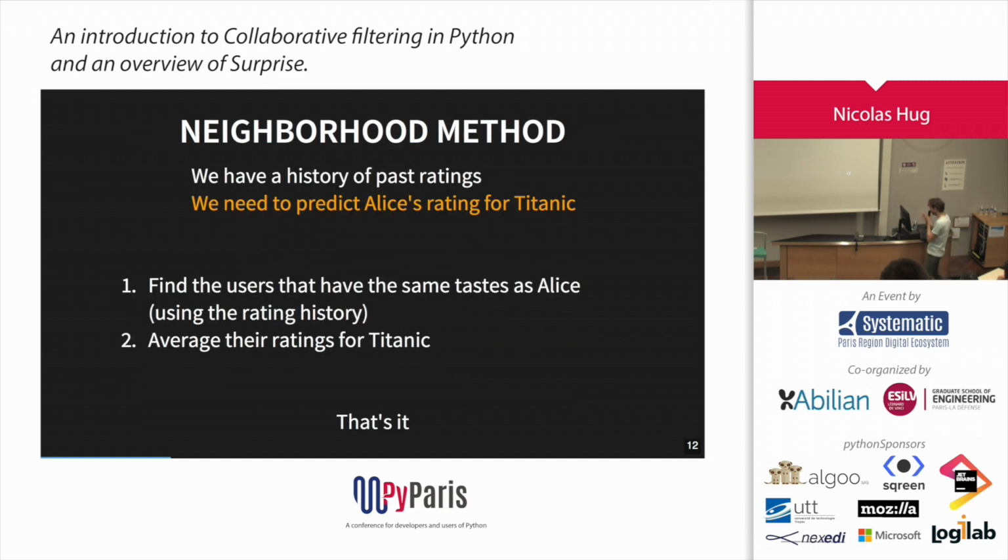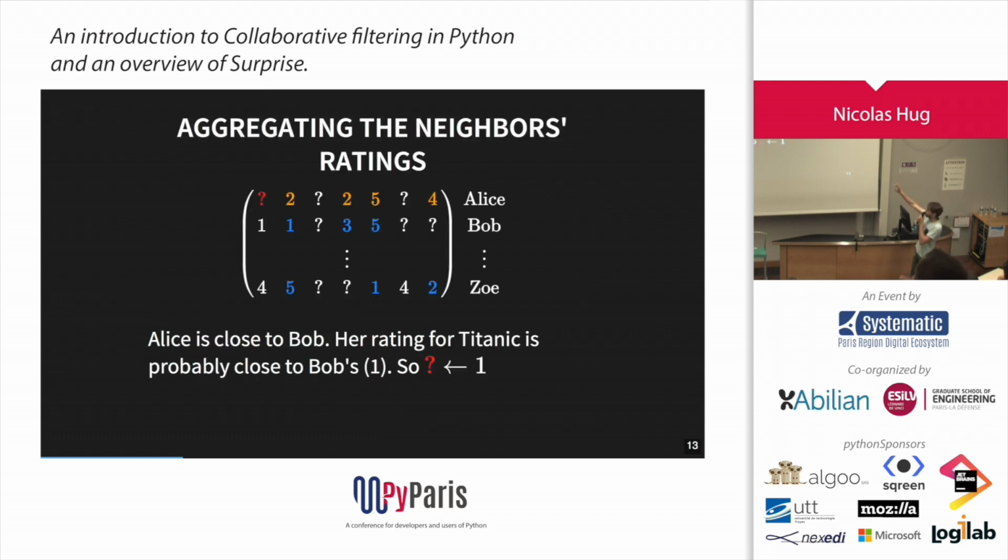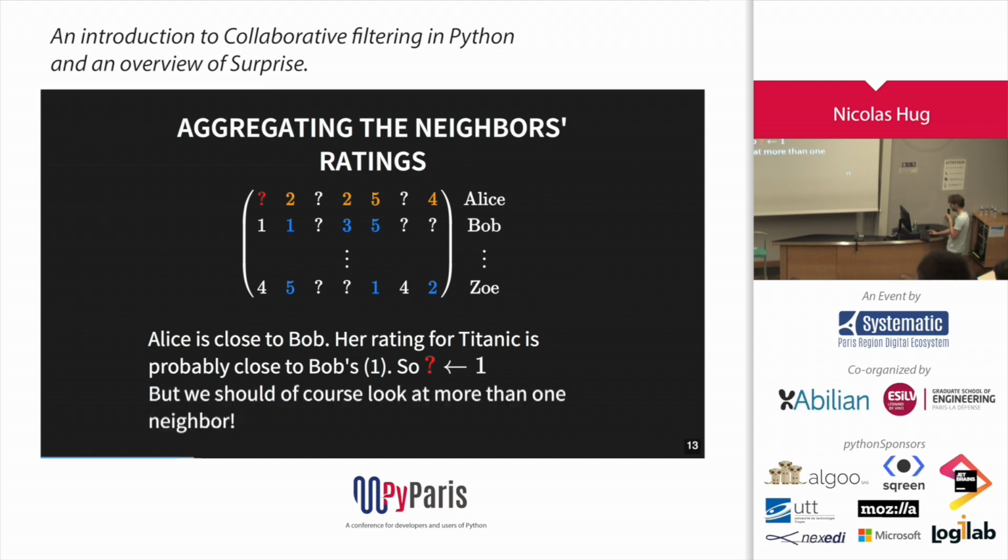All right, so that's it for the first part. And the second part is averaging the ratings. So we have seen that Alice is close to Bob, and we need to predict the rating of Alice for Titanic, which is the first column. We said that Titanic was the first column. So we need to predict the red question mark here. And we've seen that Alice is closer to Bob than she is to Zoe, so probably Alice has rated Titanic with a rating of 1. We'll do something like that. And of course, here I only showed Bob. This is the only neighbor that we found here. But we should usually aggregate more than 1 rating, okay?